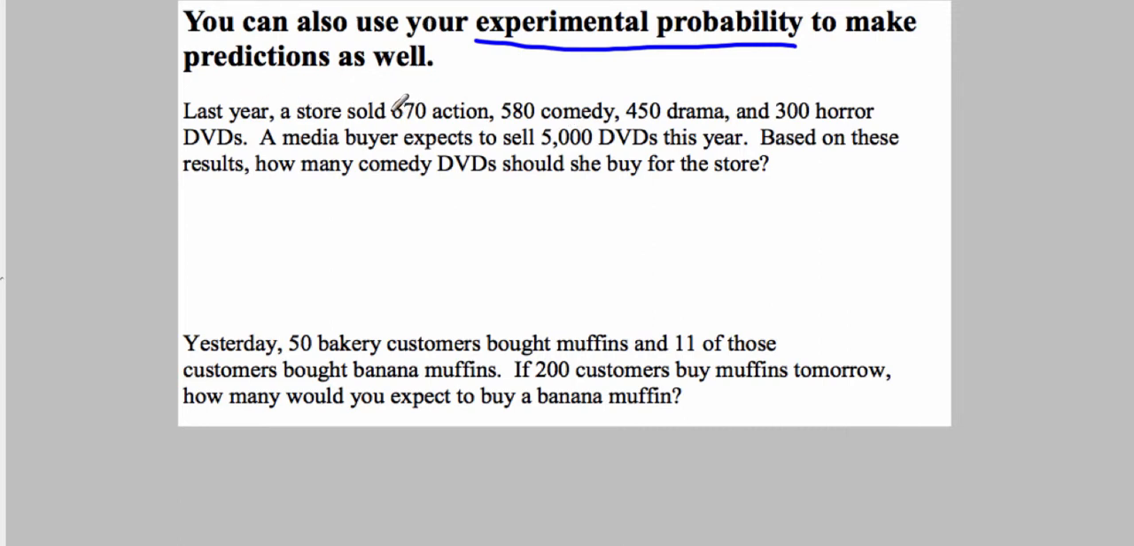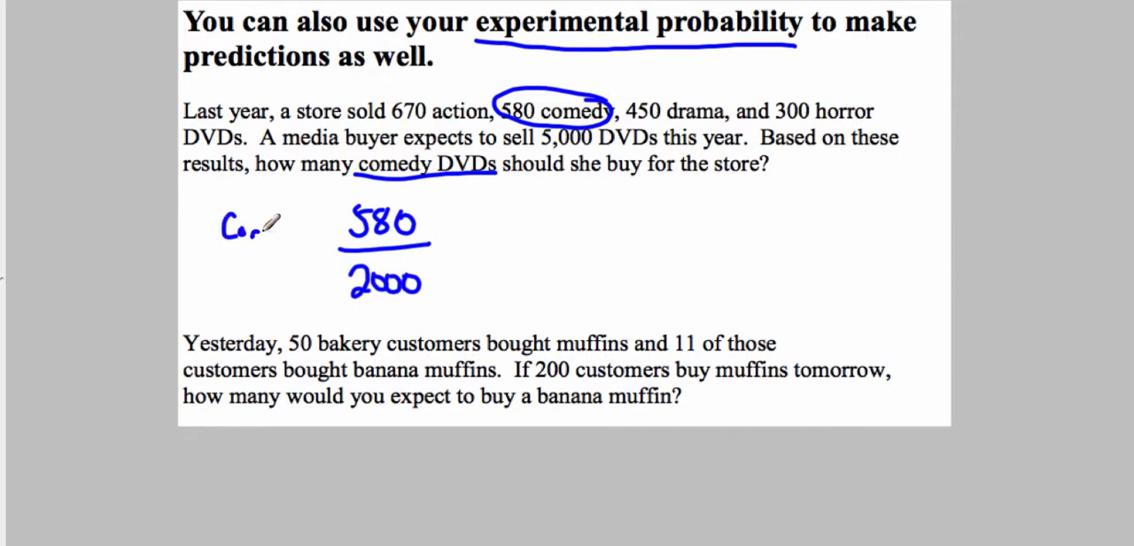So this one says last year a store sold 670 action, 580 comedy, 450 drama, and 300 horror DVDs. A media buyer, so somebody who's ordering for the store for the next year, expects to sell 5,000 DVDs this year. Based on these results, how many comedy DVDs should she buy? Well, last year they sold 580 comedy. To find our total, we add them all up. So 670 plus 580 plus 450 plus 300 gives us a total of 2,000 DVDs total last year.